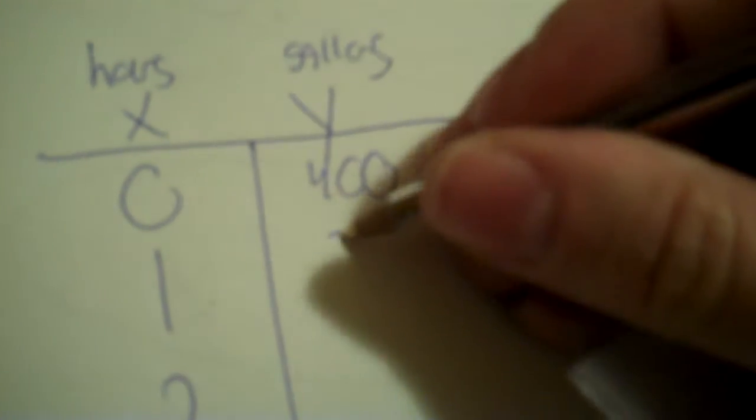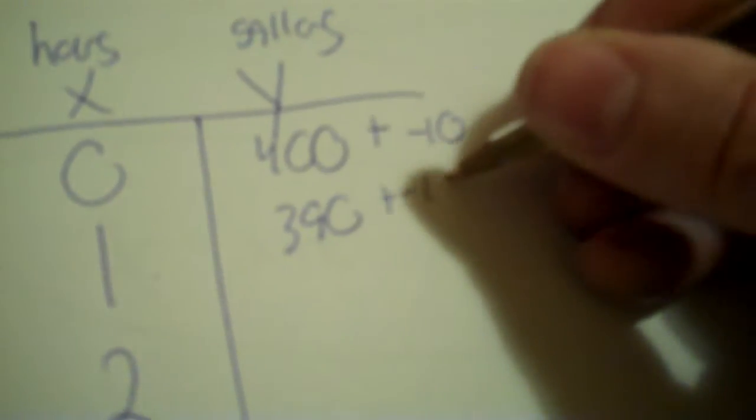And then I would add 10 gallons per hour means I would add 10, but it would have to be negative 10. Okay, that's a negative 10. And I put that negative and positive there to help you. Okay, so 400 plus negative 10, now it goes down to 390. Add negative 10 again. 380. Add negative 10 again. 370.